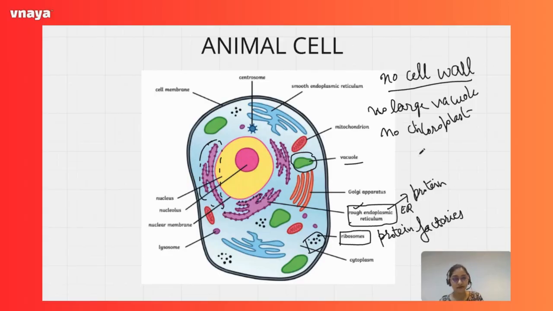Likewise, we have the SER, the smooth endoplasmic reticulum. In the smooth endoplasmic reticulum there is no presence of ribosomes, and it helps in the formation of lipids. Then we have another unique feature of animal cells.